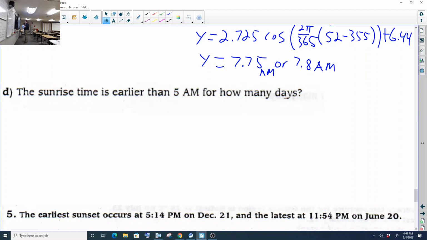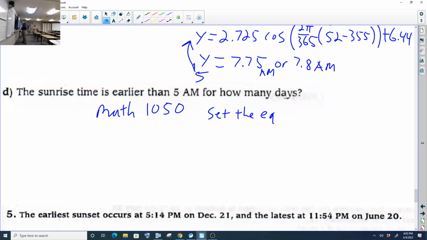Okay, the sunrise time is earlier than 5 a.m. for how many days? So basically what you'd have to do is plug in 5 for the y value into that crazy equation and solve for x. This is for if you're in math 1050, college algebra, where you'd be crazy and awesome, getting your college credit done in high school. So you set the equation equal to 5. But really, if you use your graphing software, that'd be a lot easier.